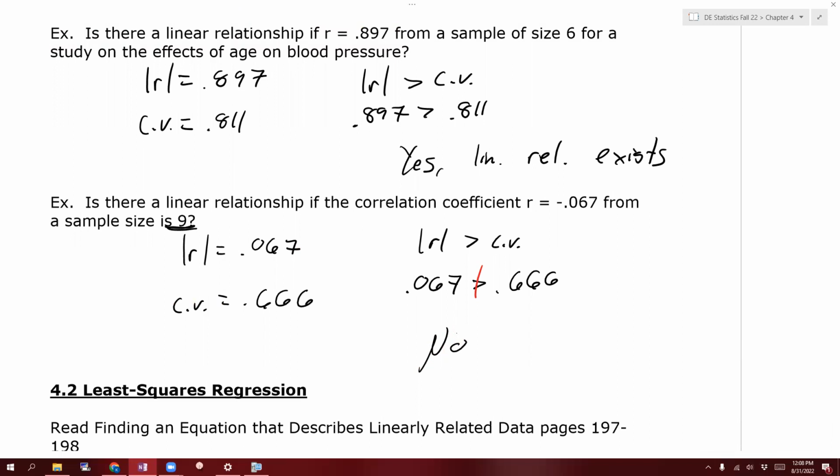All right, that is the end of 4.1. In 4.2, we will be talking about creating our least squares regression model, which creates that line of best fit between linear relationships.